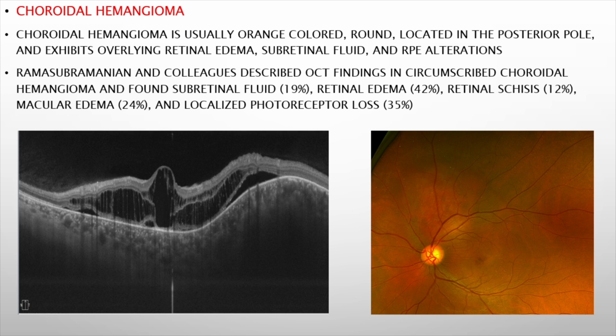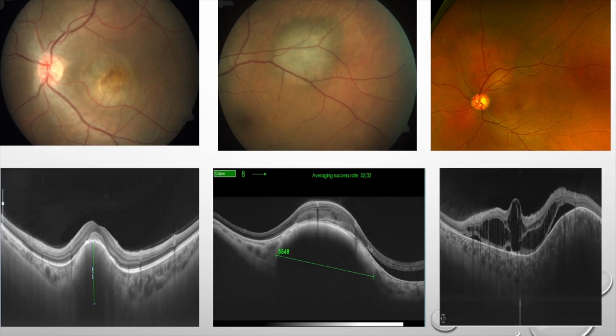Ramasubramaniam and colleagues defined OCT findings in circumscribed choroidal hemangiomas. They found subretinal fluid in 19% of the patients, while retinal schisis was seen in 12% of the patients, and macular edema in 24% of the patients. So this is one picture where, with each disease entity, we've tried to show the OCT.